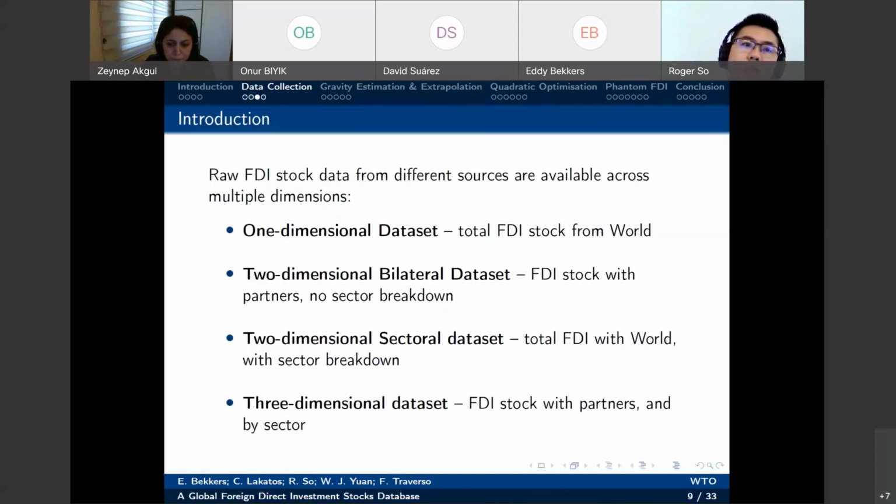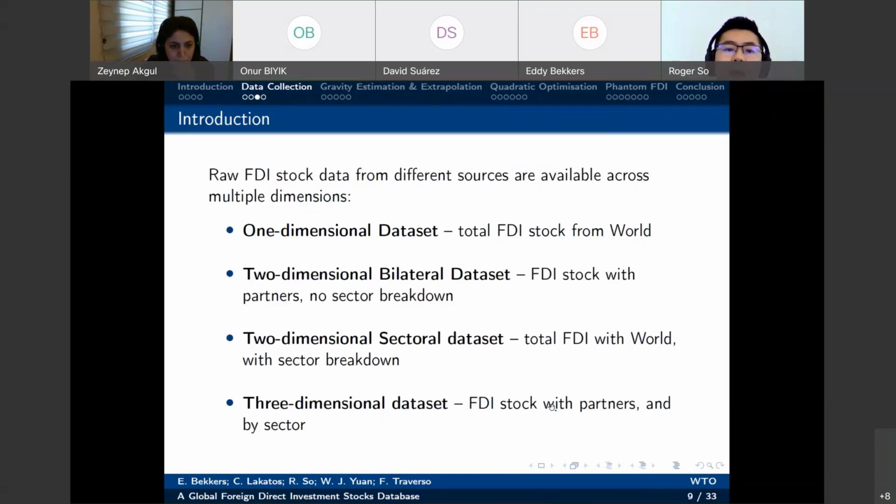And next, at the 2-dimensional sectoral level, this is actually very similar to the 1-dimensional data set, where a country reports the total FDI with the rest of the world, but this time there is a sectoral breakdown. And then finally, the 3-dimensional data sets contain the most detailed FDI information, available both by partners and by sector.